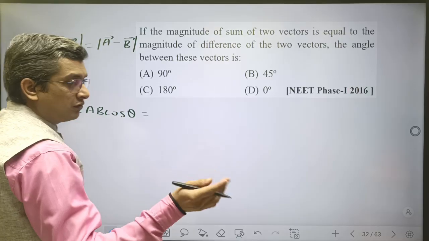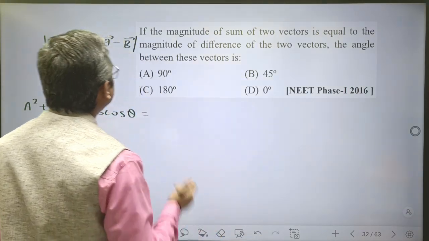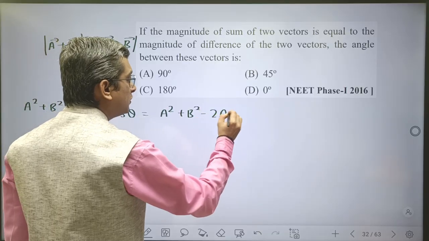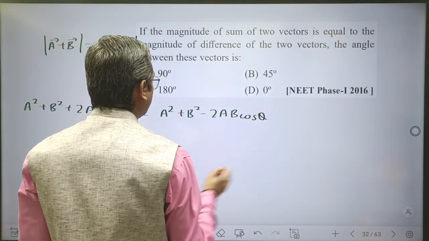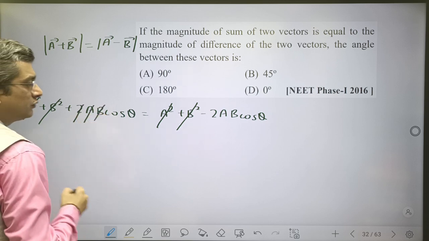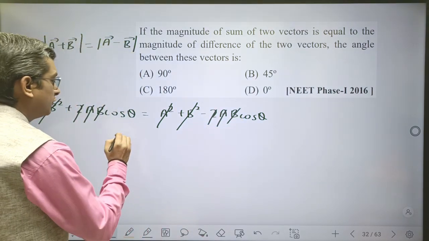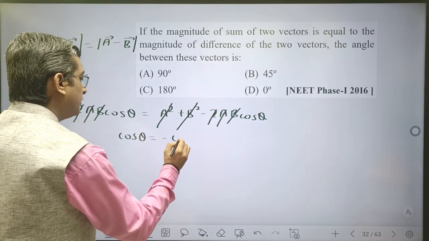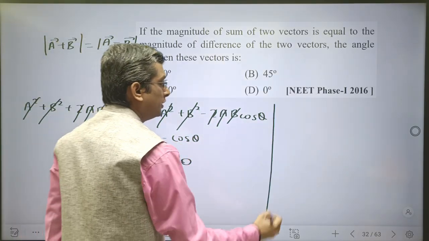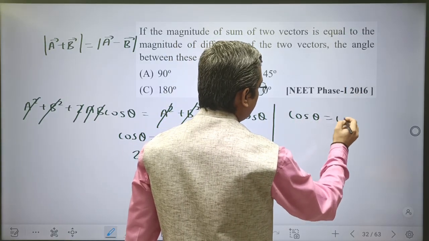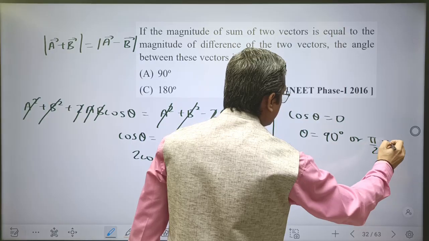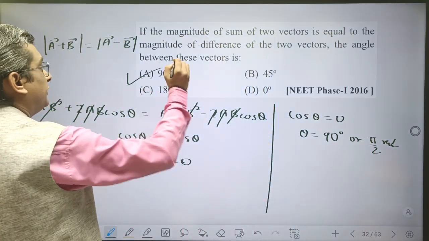Now if you subtract, as we have learned from the topic subtraction of vectors, we have the formula a square plus b square minus 2ab cos theta, isn't it? So a square and b square cancel, and after cancelling this you are left with 2ab cos theta equal to minus 2ab cos theta. It means that 2 cos theta is equal to 0. It means that cos theta is equal to 0. It means that theta is equal to 90 degree or pi by 2 radian. So this is the answer, 90 degree.